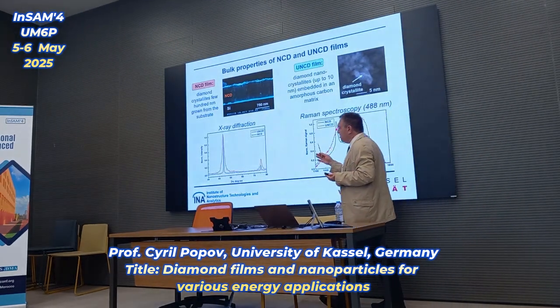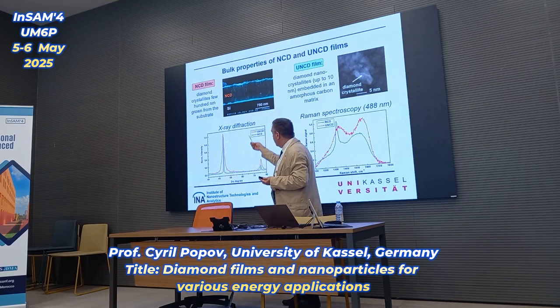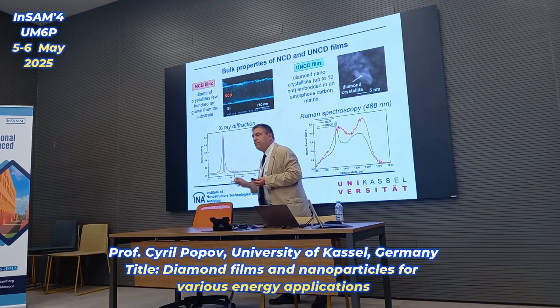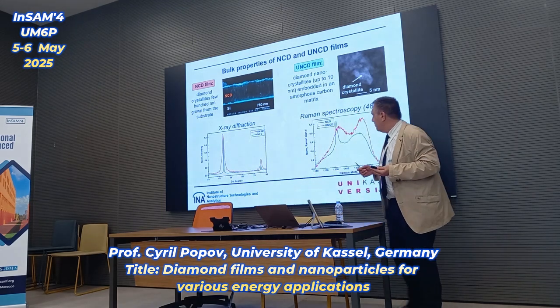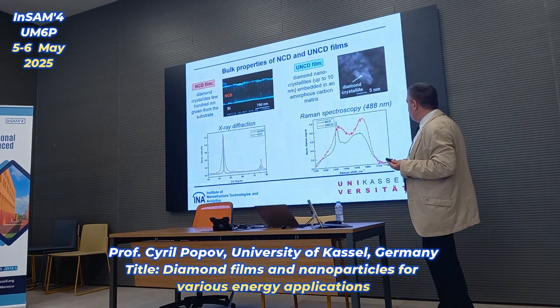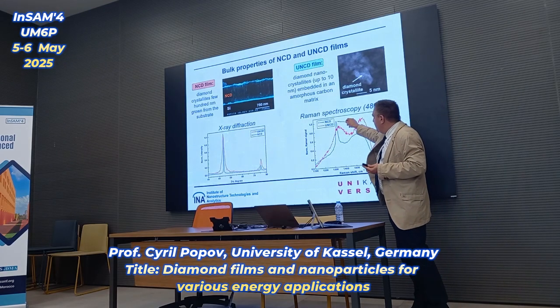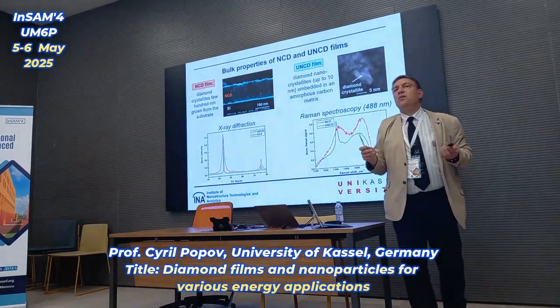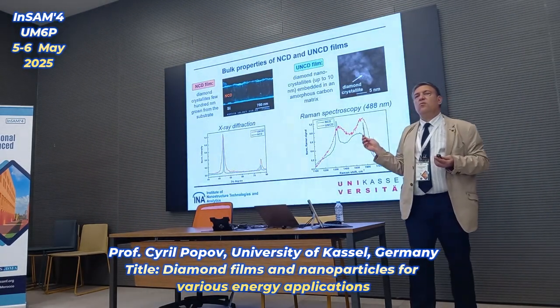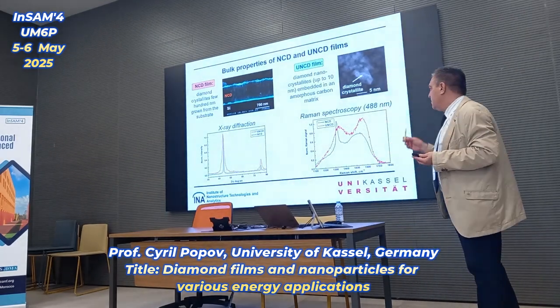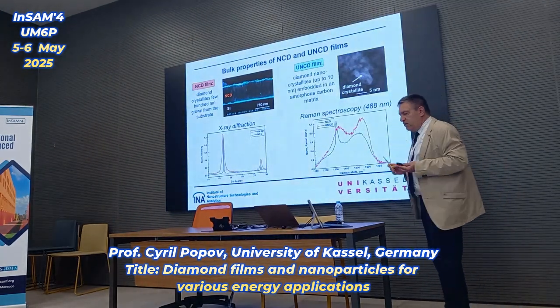The characterization shows the differences, for example, by X-ray diffraction, ultra-nanocrystalline diamond films show much broader diffractions. This is the effect of the crystallite size. By Raman spectroscopy, we can observe the diamond characteristic peak by the nanocrystalline diamond, but not by the ultra-nanocrystalline diamond. This is because of the masking from the amorphous phase. So the Raman spectroscopy is much more sensitive to the amorphous than to the crystalline phase.